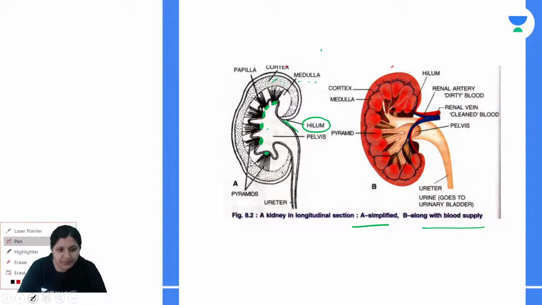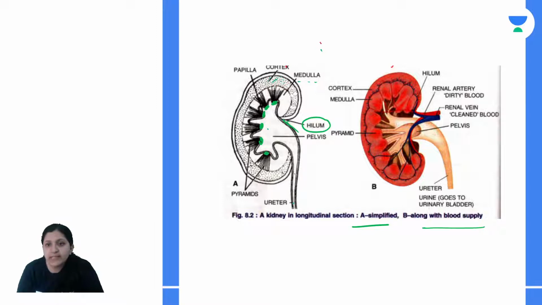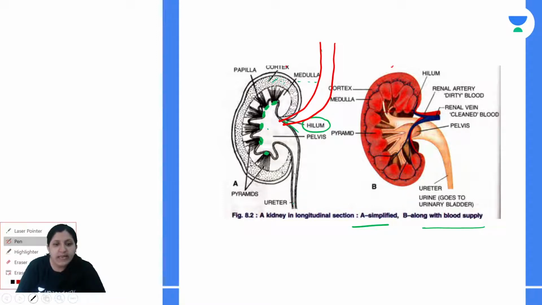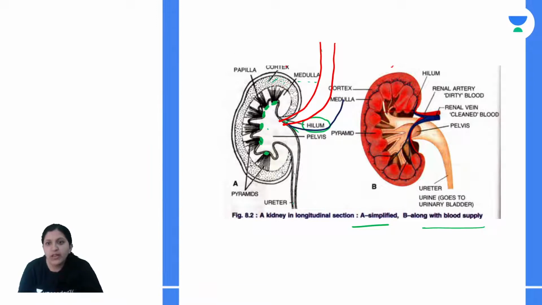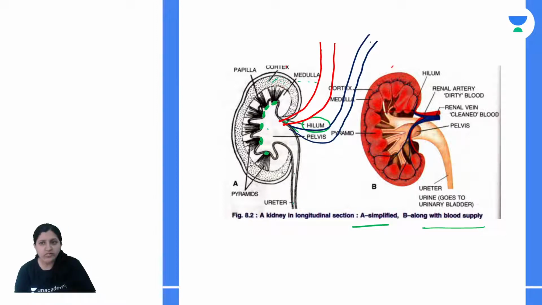There is a renal artery which is coming from the heart, going to both the kidneys. Then there is a renal vein which is leaving from the same junction, going back to the heart by collecting deoxygenated blood. So the renal artery is bringing the oxygenated blood, and the renal vein, leaving the kidney and going to the heart, will be carrying the deoxygenated blood.